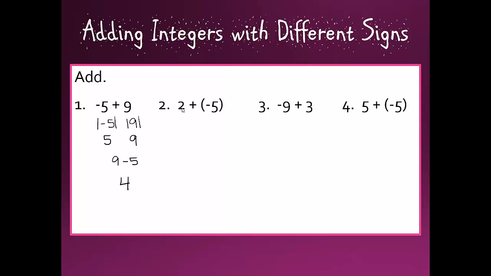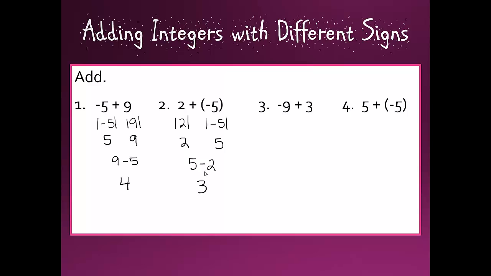Now for number 2, we have 2 plus -5. So first we'll find the absolute value of 2, which is 2. And then we'll find the absolute value of -5, which is 5. Since we had a positive number and a negative number, we need to subtract these two numbers. The 5 is the bigger number once we find absolute values. So we're going to take 5 minus 2. And 5 minus 2 is 3.